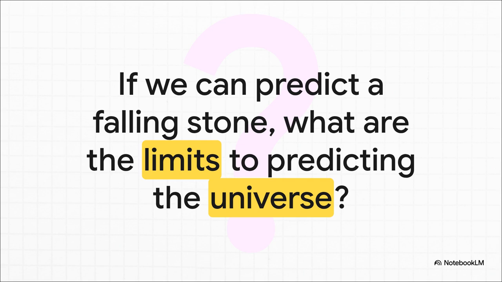And that brings us to one last thought. We started this whole thing with a simple falling stone, but these exact same rules govern the cosmos. It really makes you wonder, if we can so perfectly predict the motion of something small, what are the real limits to predicting the motion of our entire universe?